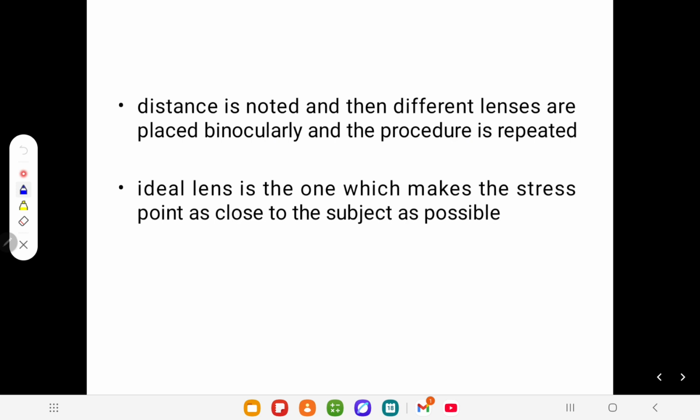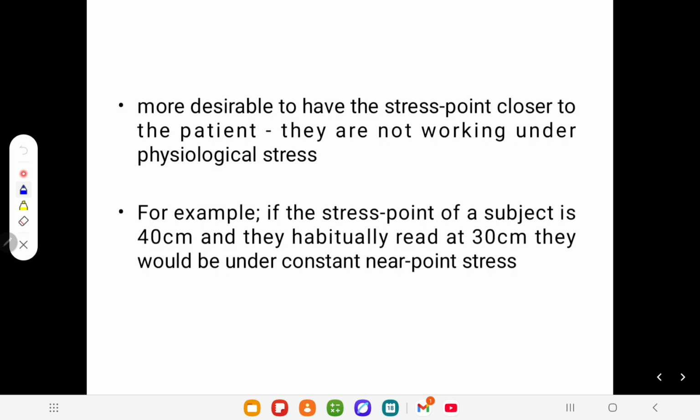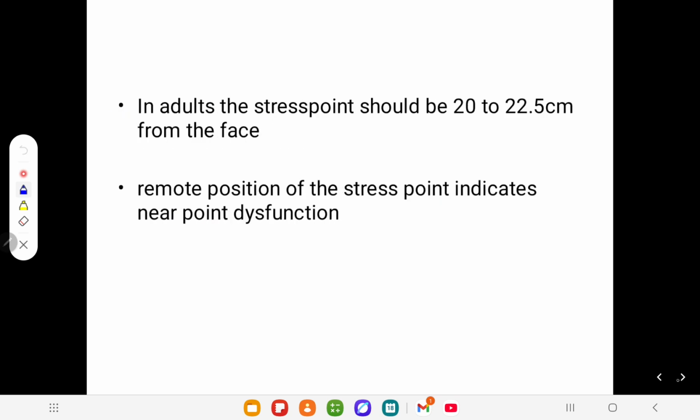I think we haven't done this procedure; it's just in theory. We just try to read it as theory, not as a practical thing, because I don't think I have done this procedure before. The distance is noted and the difference with lens placement is repeated binocularly. The ideal lens is one which makes the stress point close to the subject if possible. I don't know about it. Okay, so let's skip it.